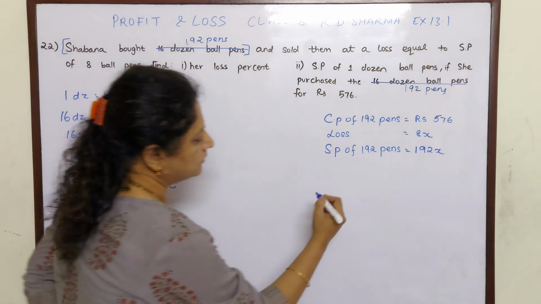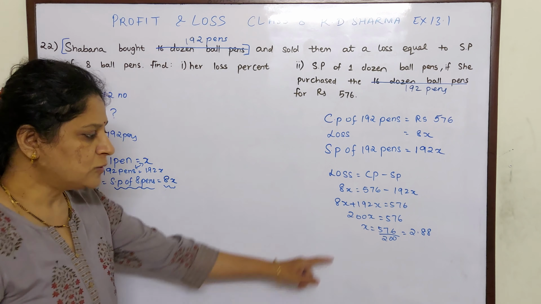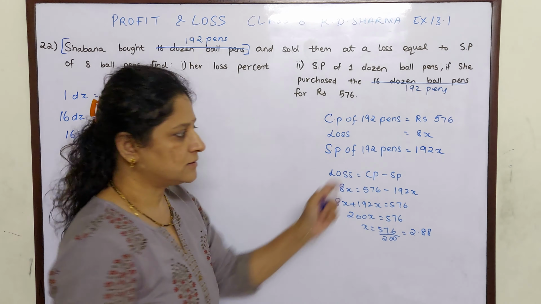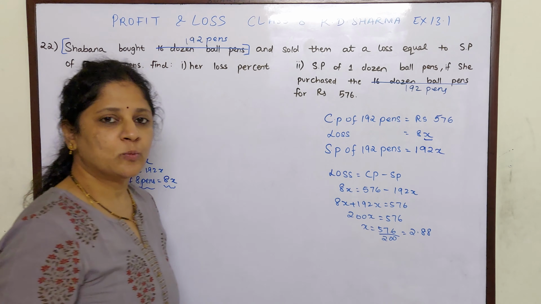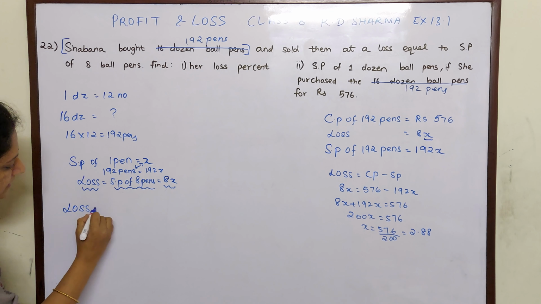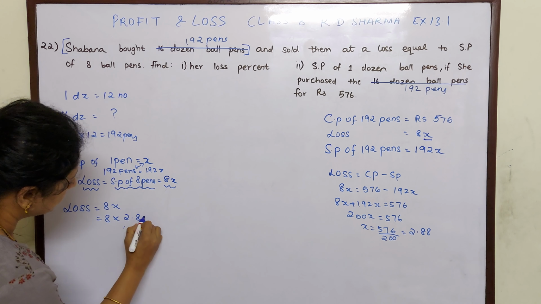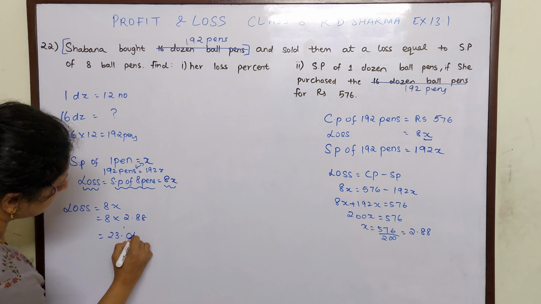So, bringing the like terms together, 8X plus 192X is equal to 576. 200X is equal to 576. X is equal to 576 divided by 200, which will give you 2.88. Now you have got the value of X. So if you put the value of X in loss, what will you get, children? So let us find what is loss. Loss is equal to 8X. 8X is 8 into 2.88. That is 23.04. So this is your loss.